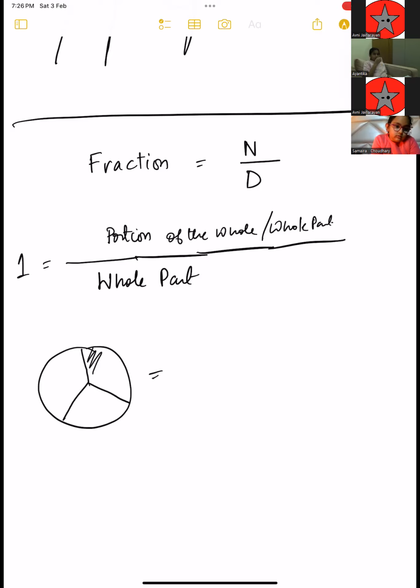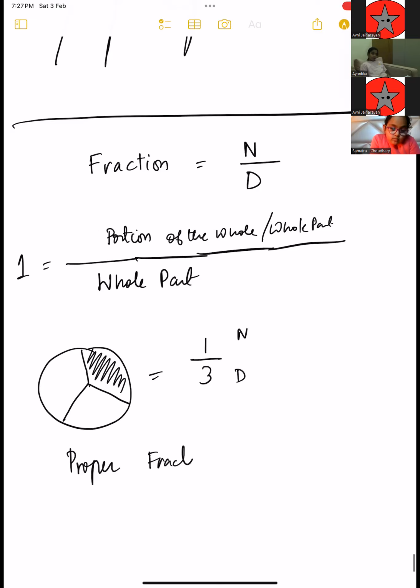so what will be the fraction of the shaded portion? 1/3. Good. So this is a fraction. Samira, do you know? Proper, improper? Okay, I'm explaining it to you.